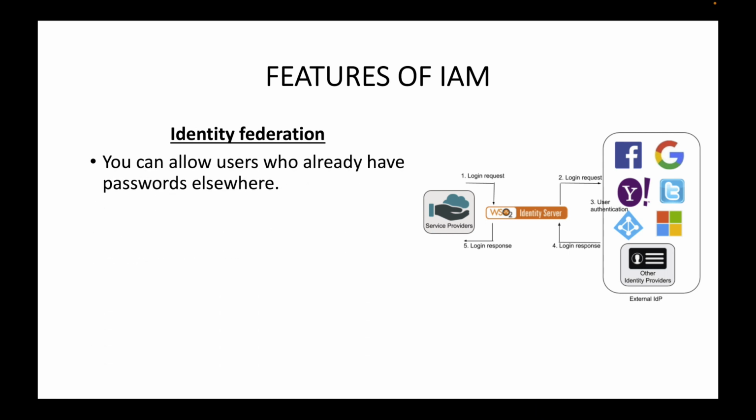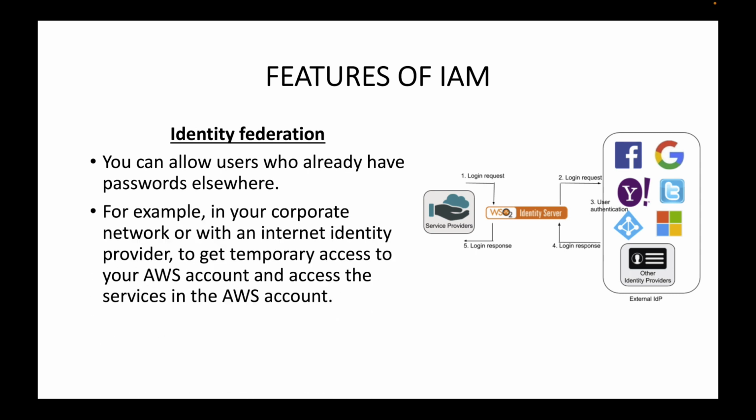So you can allow users who already have passwords stored elsewhere. For example, you can use your Google account, your Facebook account, or your SAML accounts to authenticate, for example in your corporate network or with an internet identity provider, to get temporary access to your AWS account and access the services in the AWS account.